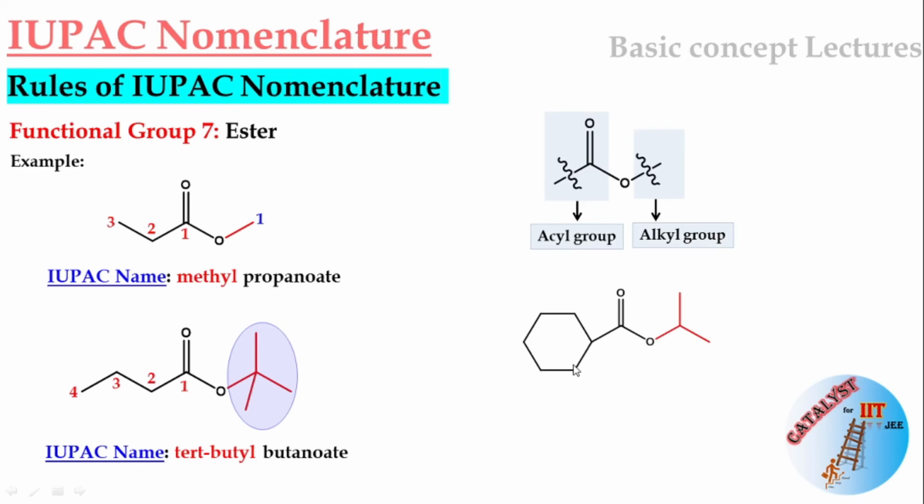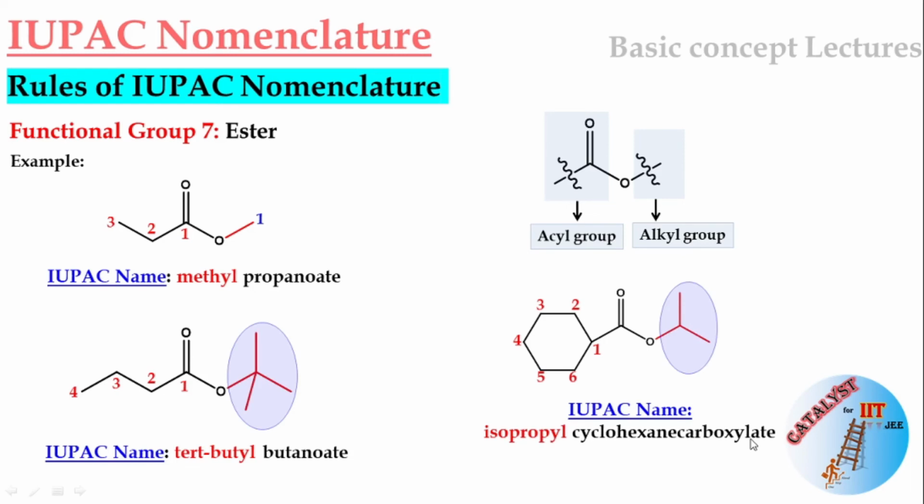And this is the next example in which your acyl group is a cyclic structure, while this is your alkyl group in which 1, 2 and 3 carbons are present. In my previous lecture I told you that this substituent is named isopropyl, and this is the representation of numbering, because you have to give the least possible number to your ester group. The correct IUPAC name is isopropyl cyclohexanecarboxylate.